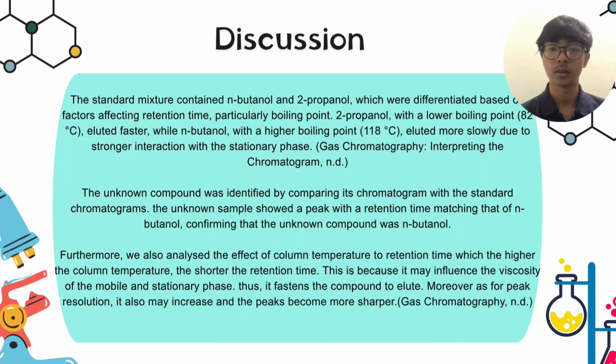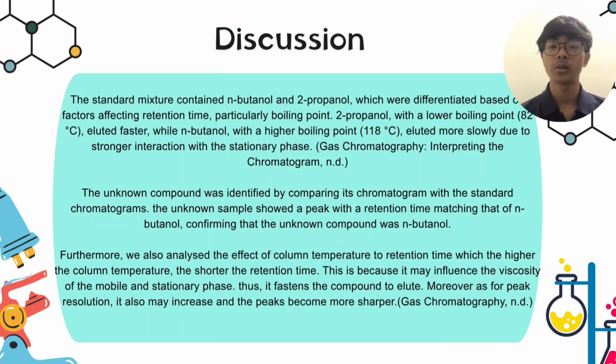Now let's look at the discussion. The standard mixture contained N-butanol and 2-propanol, which were differentiated based on factors affecting retention time, particularly boiling point. 2-propanol with a lower boiling point eluted faster, while N-butanol with a higher boiling point eluted more slowly due to stronger interaction with the stationary phase. The unknown compound had a retention time matching that of N-butanol, which confirmed that the unknown compound was N-butanol.